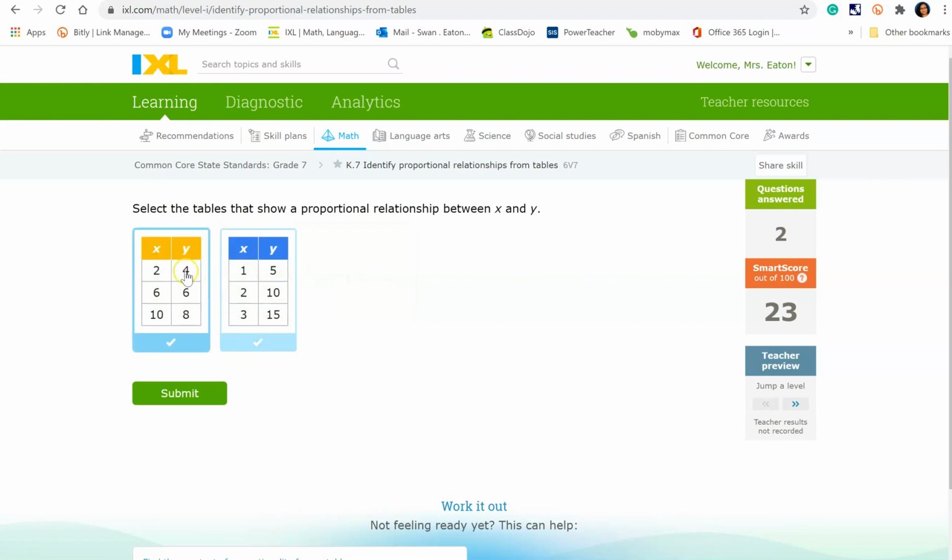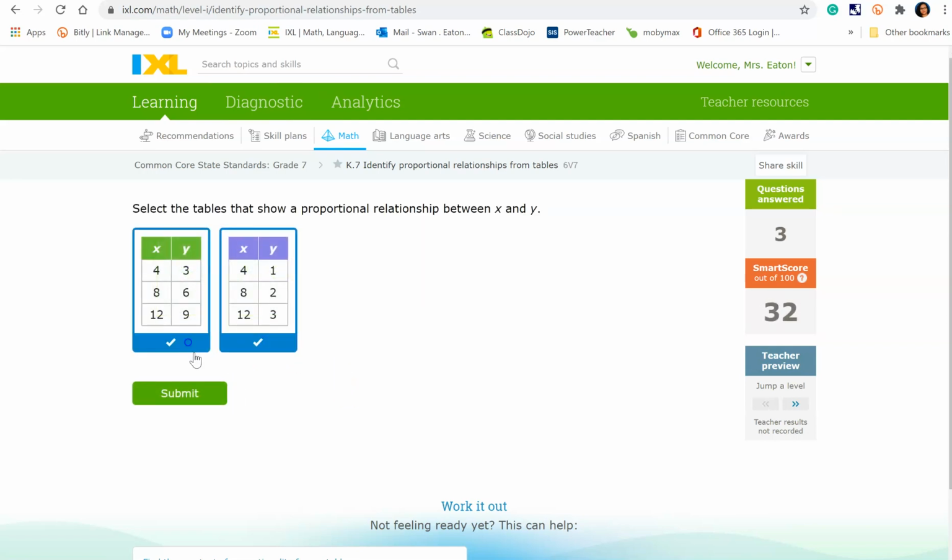And then here you would see 4 divided by 2. When you simplify that, that'll be 2. This one, it's not that. When you simplify 6 over 6, it's not 2. So that would not qualify. And then here would be 5 over 1. And then 2 goes into 10 5 times. But 3 goes into 15 5 times. So this one would be okay.